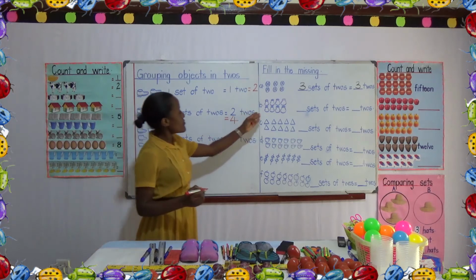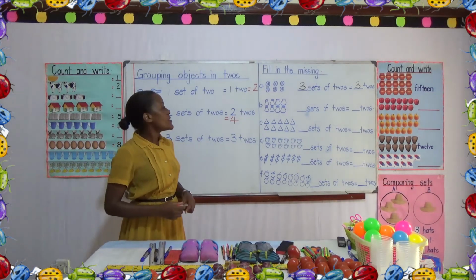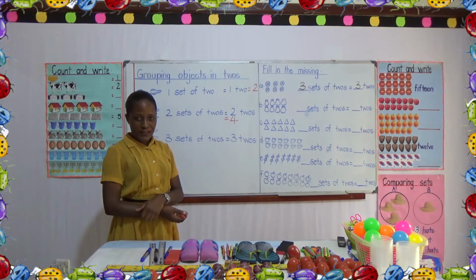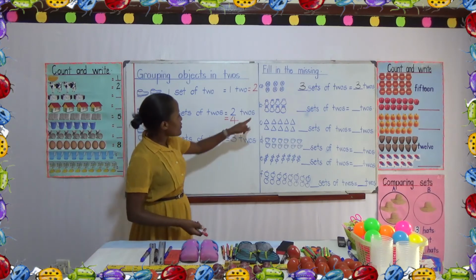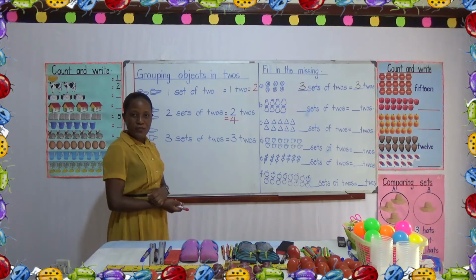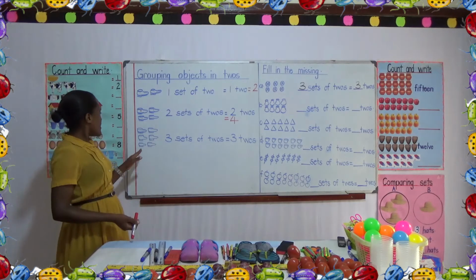Because I don't have space. Remember, some of you, if you want children, when you still have space, you just go down and write, just like the teacher wrote. But I don't have space where to write my 4. So I have written it down there. Let's count the third one.